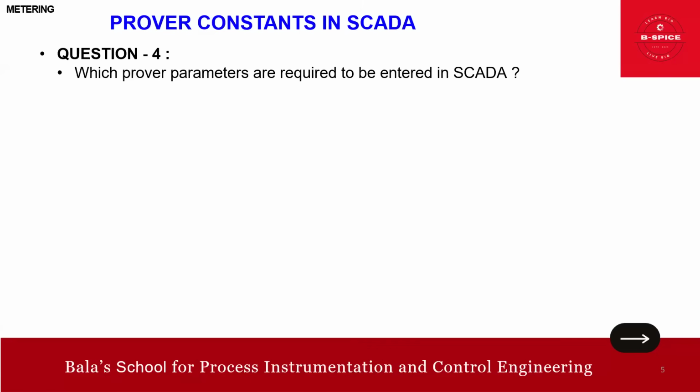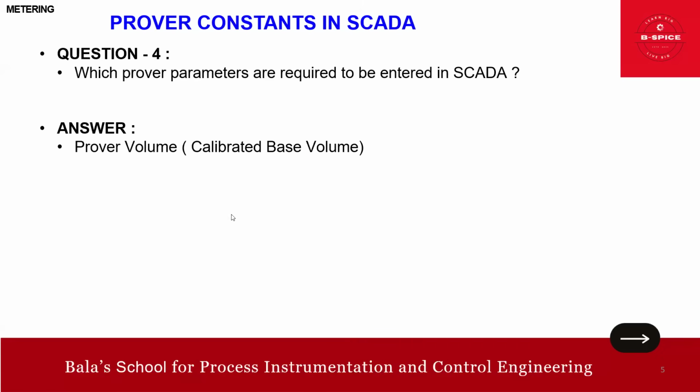These parameters are essential for validating the flow meter performance and ensuring compliance with API MPMS. That is very important. API MPMS chapter 4, which I already talked about in one of our sessions, and of course ADNOC standards also. So the answer is like this. Which prover parameters are required to be entered in SCADA?